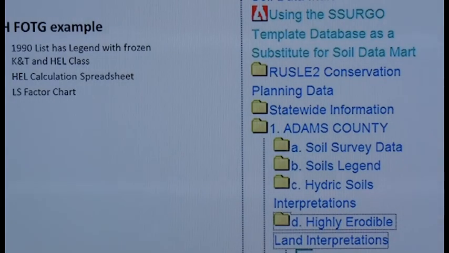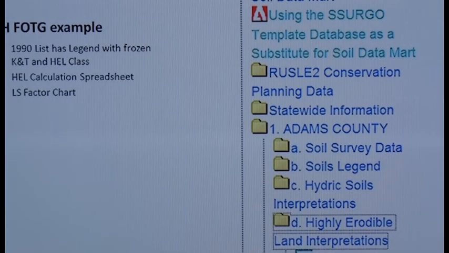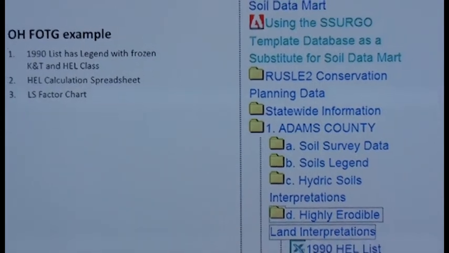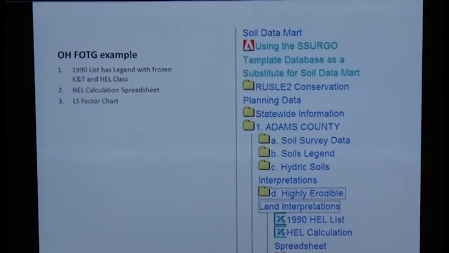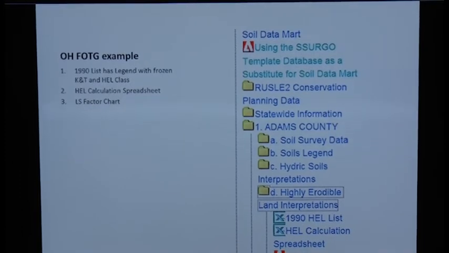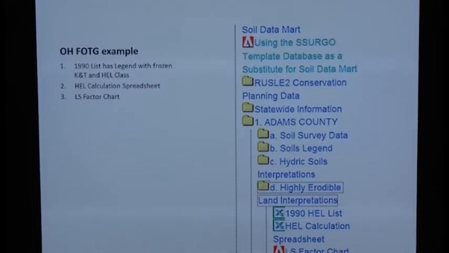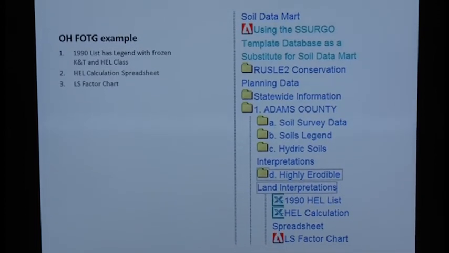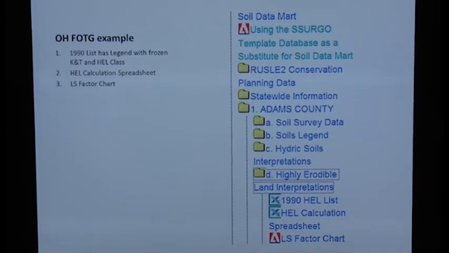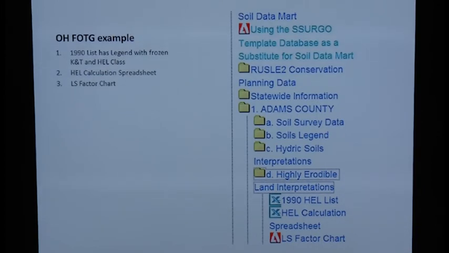And here's an example of what our field office tech guide looks like. We just have a folder for highly erodible interpretations that has the frozen list, K and T, I showed you that one, the calculation spreadsheet, and the LS factor chart. All of those come together to make your initial determinations and redeterminations for the field.